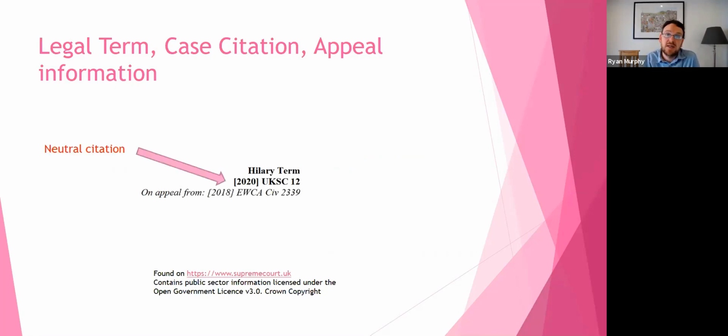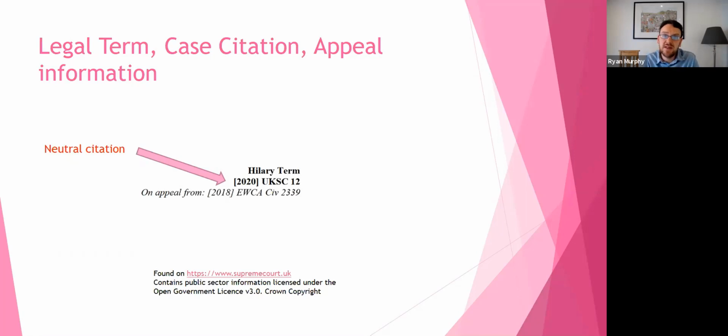Then you have what we call the neutral citation. The neutral citation is a way of reporting cases, giving each case a unique identifier that will help you to find that you're looking for the right case. And these citations will be brought forward in future cases as well. If you wanted to rely upon the arguments within a case, then you would have to give its full citation.